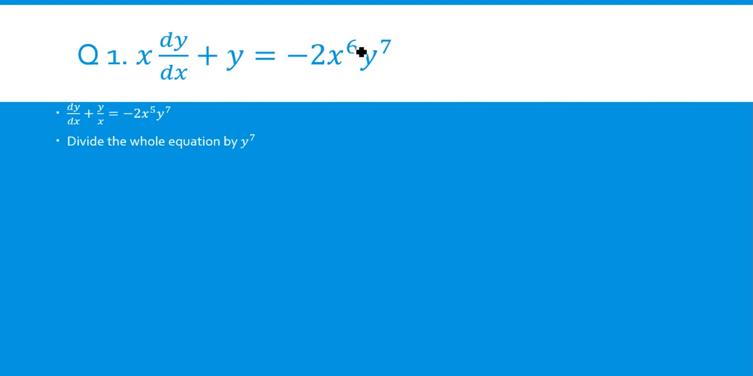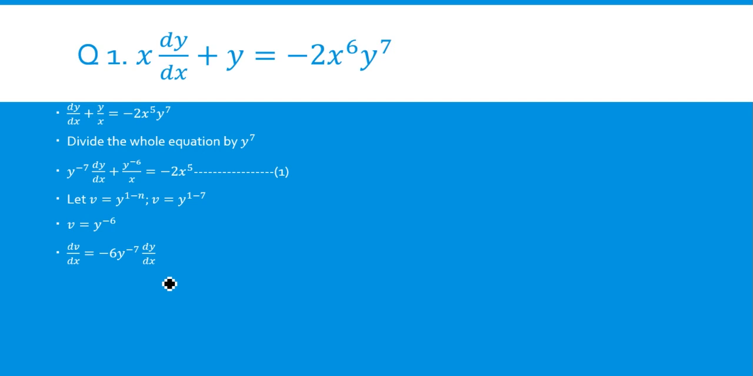So that we have the form dy by dx plus P of x y equals Q of x into y to the power n. So dividing the whole equation by y to the power 7, we get this equation wherein we have y to the power minus 7 dy by dx plus y to the power minus 6 by x equals minus 2 x to the power 5. Now we have to use the transformation, step number 2, which is v is equal to y to the power 1 minus n, which is 1 minus 7, which is minus 6. So v here is y to the power minus 6, and now the third step is to differentiate with respect to x. dv by dx is minus 6 y to the power minus 7 dy by dx.